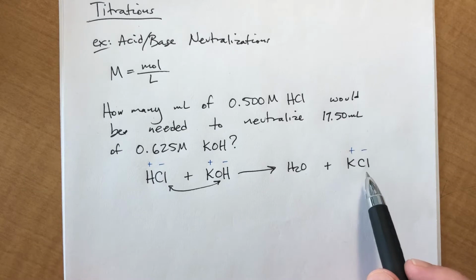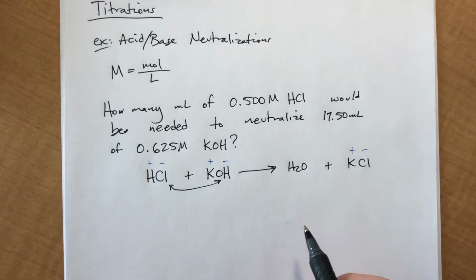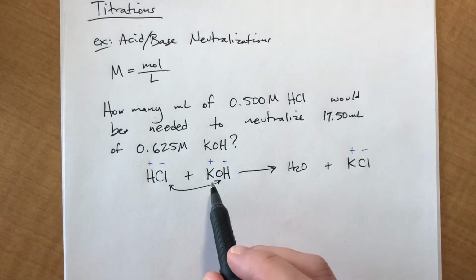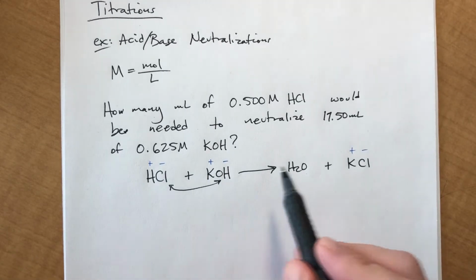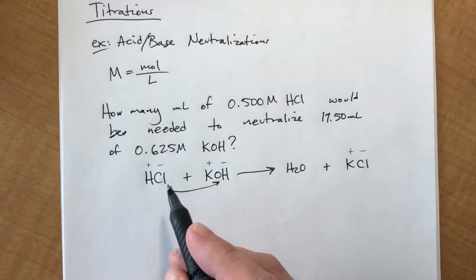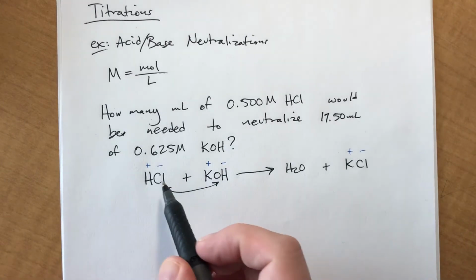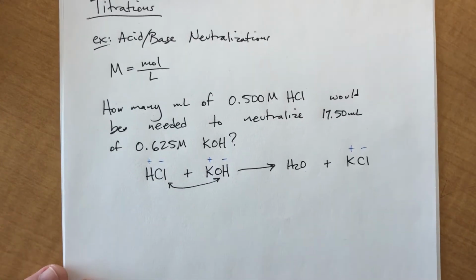We don't actually care if they're aqueous or solid in this one. We just need to know how to balance it. So in terms of balancing, we have one chlorine, one potassium, 2 hydrogens, one oxygen. I intentionally picked one where it's really, really easy. We will see later examples where there are coefficients and it makes things more complicated.